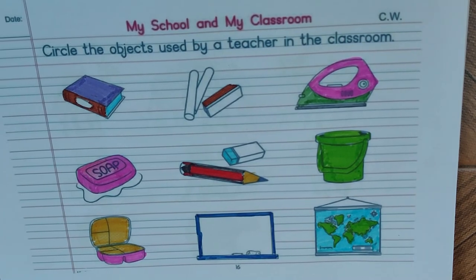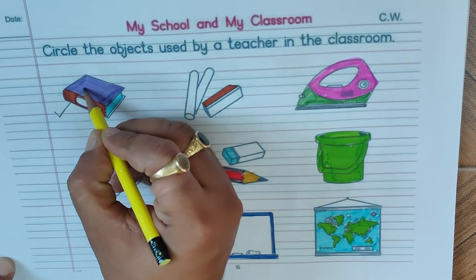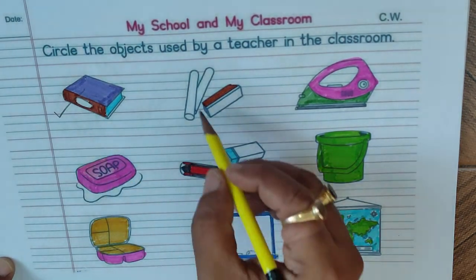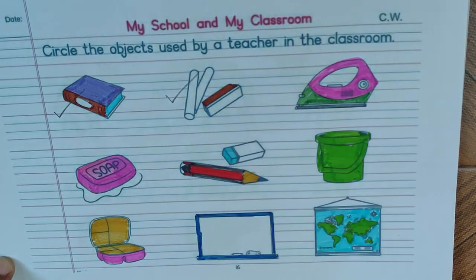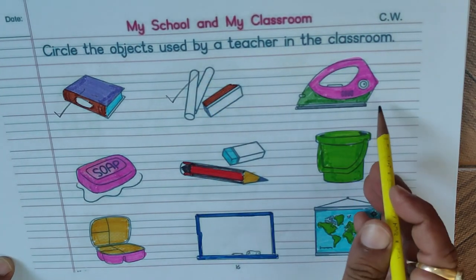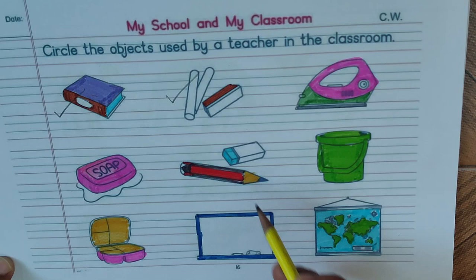Next, circle the objects used by a teacher in the classroom. So we have to circle the objects. In this case, we will check the objects which the teacher uses inside a classroom. For example, first is books, yes, to teach us. Next is chalk and a duster, yes, to write on the whiteboard. Iron she doesn't use, soap she doesn't use. Pencil and rubber is used by us, not by the teacher.